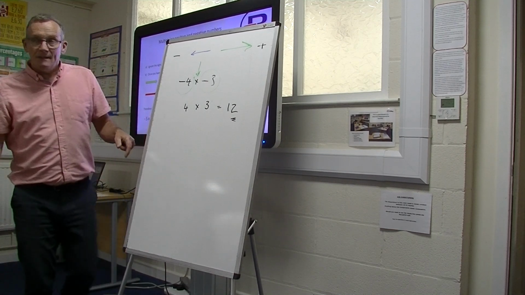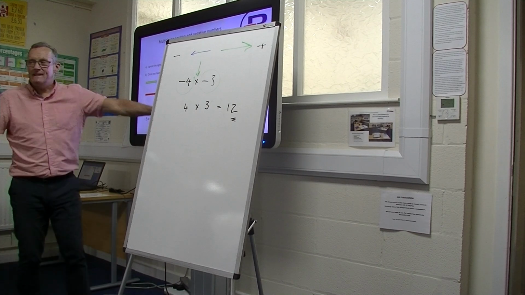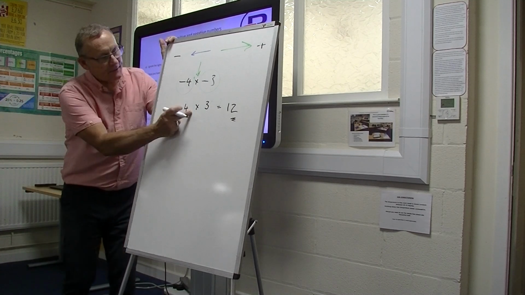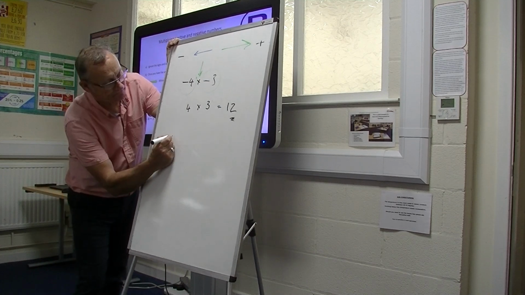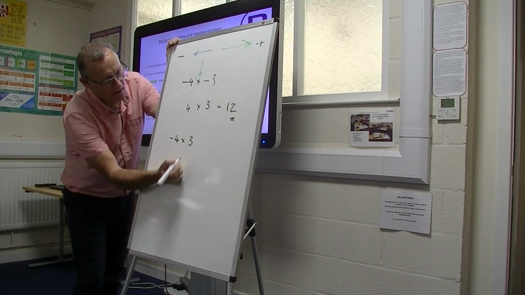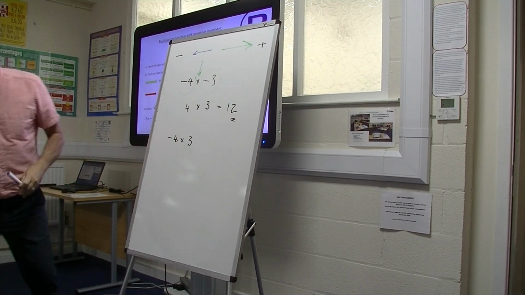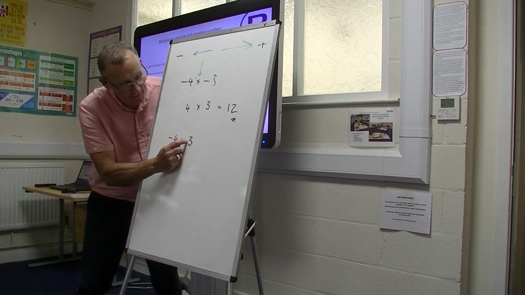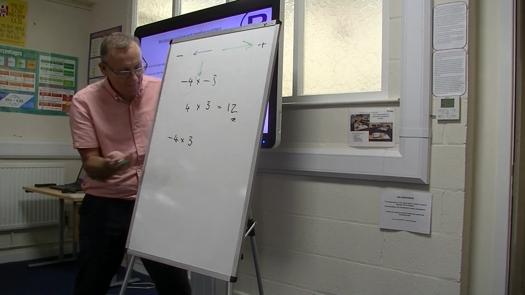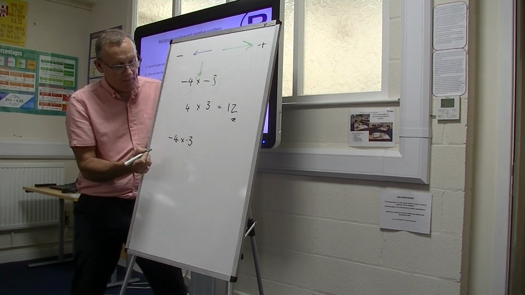When the signs are different, the answer is negative. So if this sum would have read minus 4 times 3, what would be in front of this 3? We don't have to put it in because we know it's a positive number, it would be a plus sign.